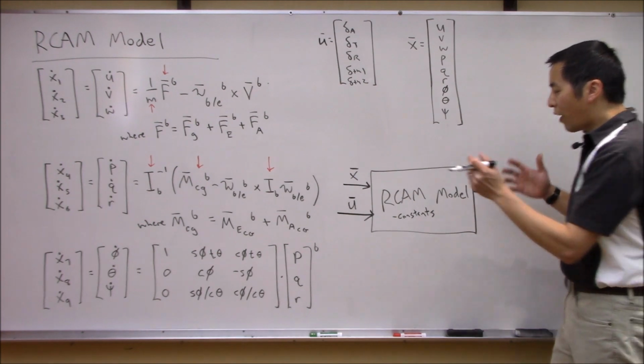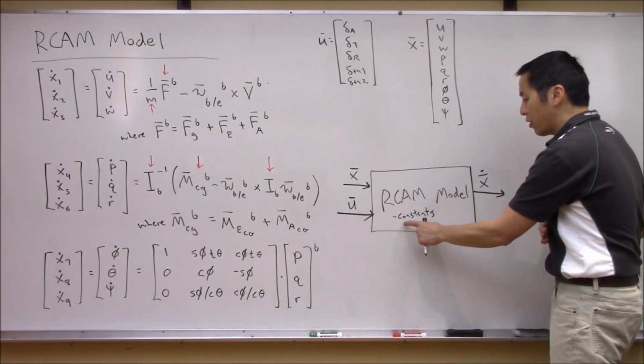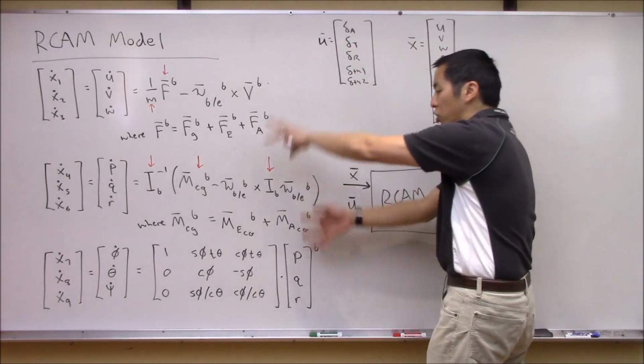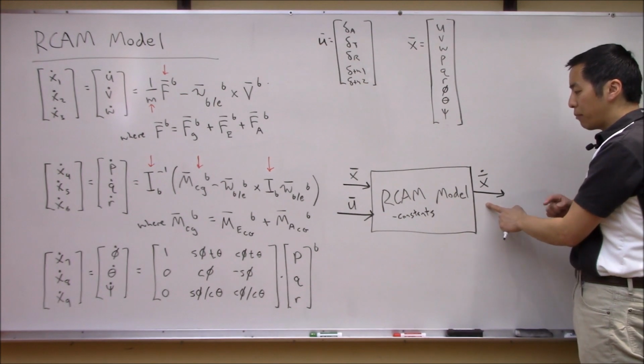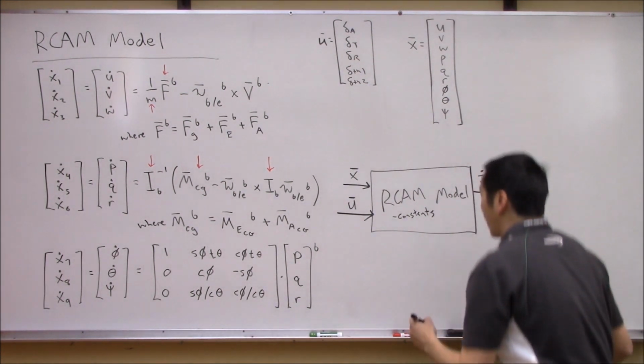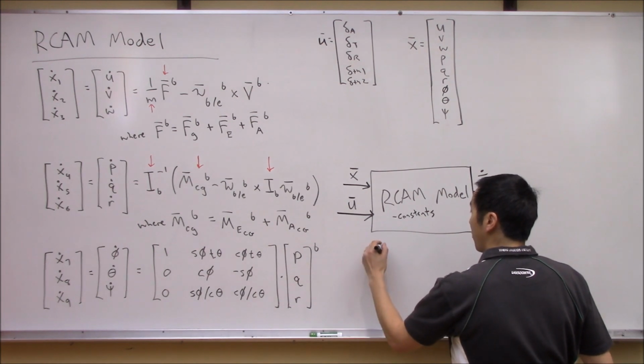So if I have the state vector at a given time, I have the control vector at a given time, I have all these constants, I should be able to now package all this up into a Matlab function and have it compute x dot. That's our game plan. So what I want to do is go ahead and let's go over to Matlab and basically build this function.